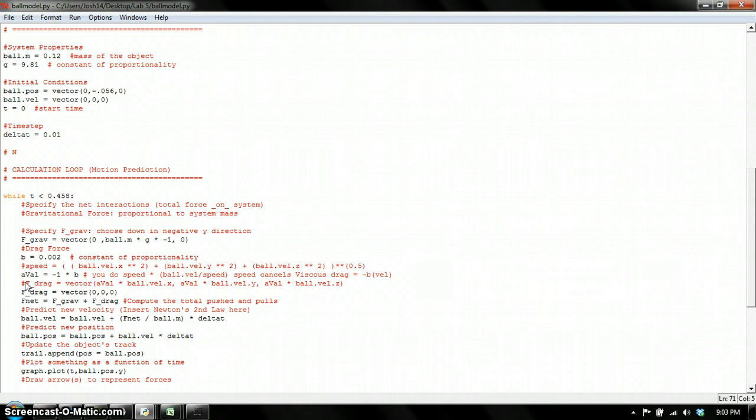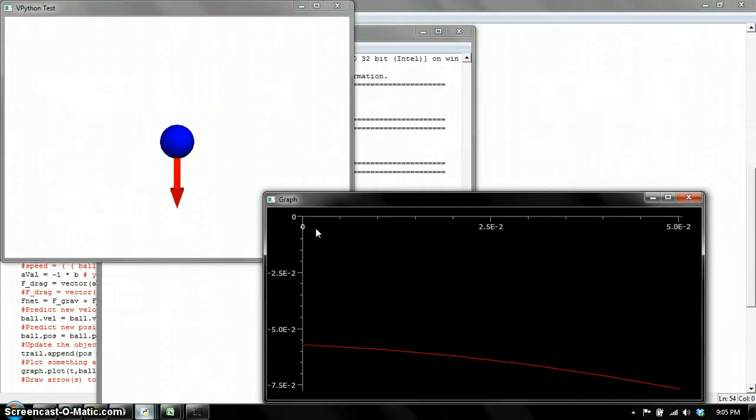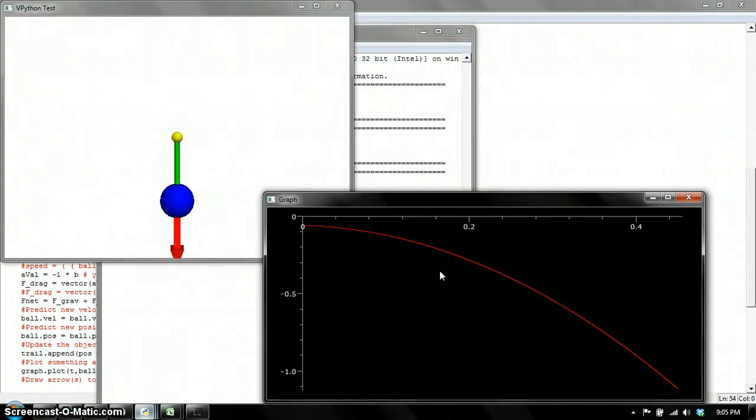Let's incorporate in drag. So drag here is equal to negative b times velocity. What that means is that I took the unit vector in the direction, which is the velocity over speed, and since drag is proportional to speed, when you multiply this by speed, the two speeds cancel out, so you just get negative b times velocity. F net is just equal to the force of gravity plus the force of drag. So let's run this. There's not really a change, because the constant of proportionality is so tiny.